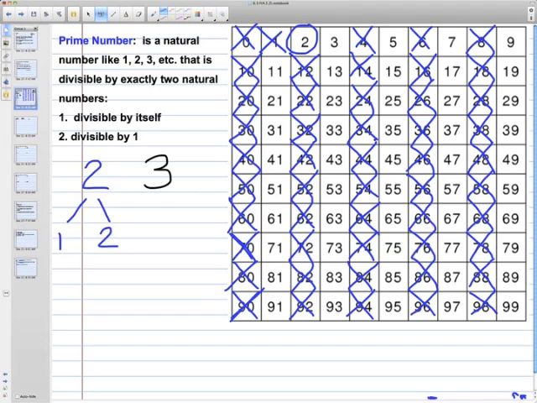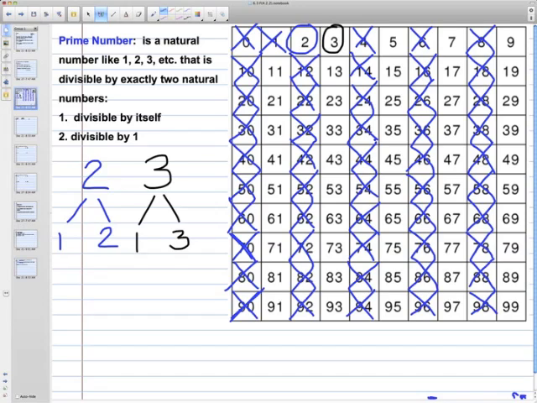The next number on our chart is 3, and 3 is also prime because it is only divisible by 1 and itself. It's not evenly divisible by 2. So therefore, 3 is prime.